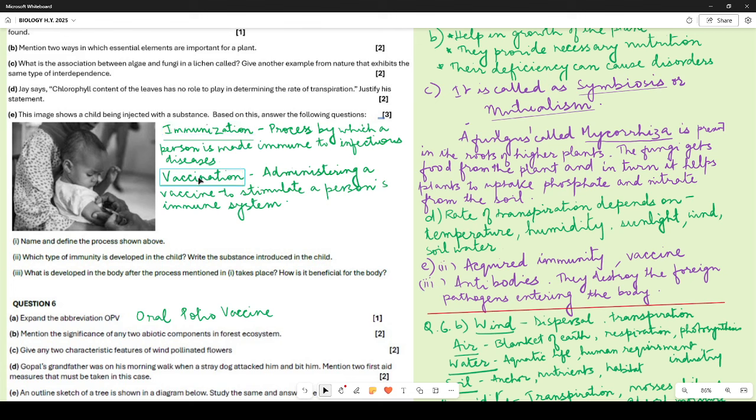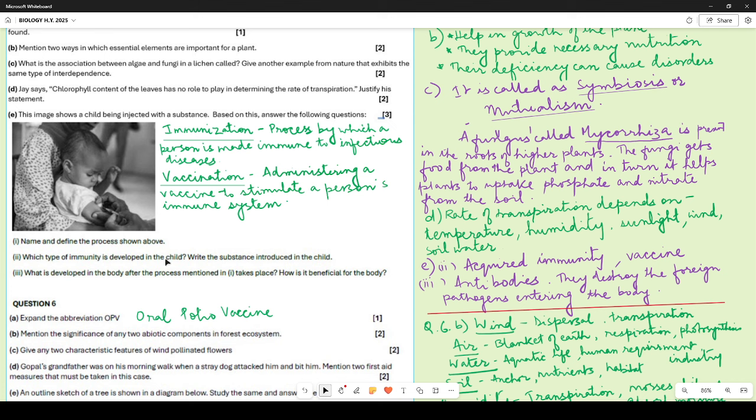So vaccination, generally immunization happens through vaccination. Understand this: immunization is the entire process through which a person is made immune to certain diseases, whereas vaccination is the actual administering of the vaccine to the person. It can be through syringes, or it is oral polio vaccine, as we saw over here.